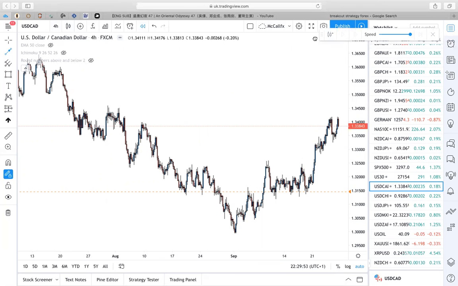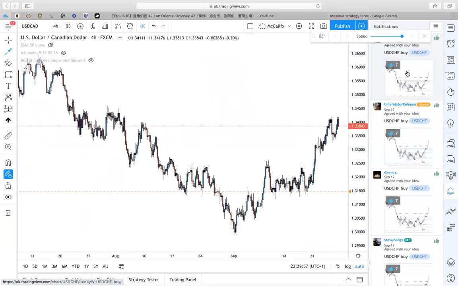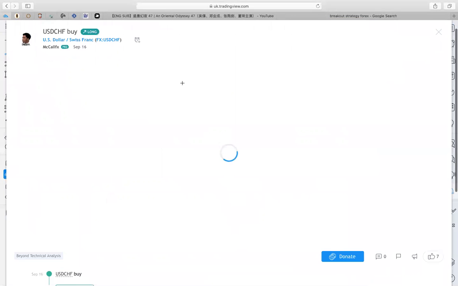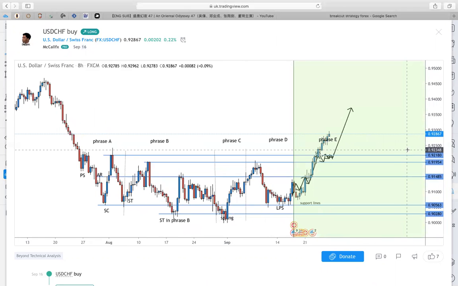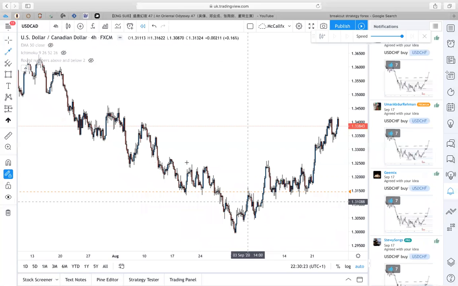I'm not really sure if you guys saw what I did on USD CHF, right? I called this out, I think September 16th, and I made this setup. This is called Wyckoff theory. I was expecting price to go up, retrace, and then rally up. Let's see what price did. See, exactly what I did. So I'm expecting more of a buy trade. All right, let's look at this.